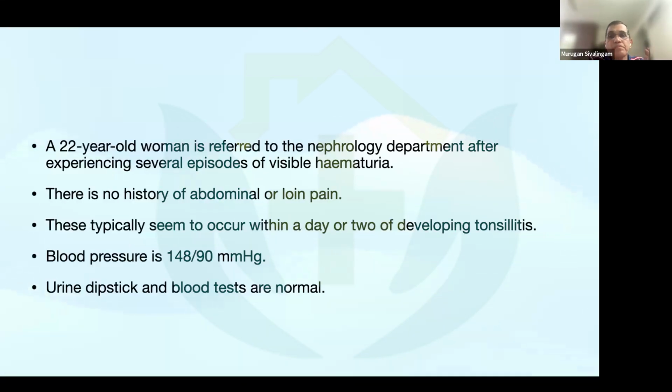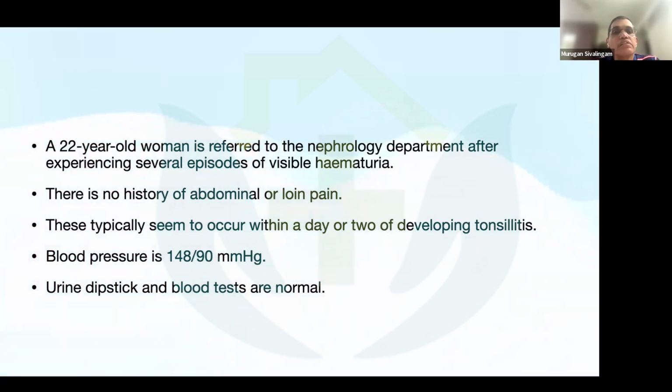Right, next question. A 22-year-old woman is referred to the nephrology department after experiencing several episodes of visible hematuria. She has no history of abdominal pain or loin pain. This typically occurs within 1 or 2 days of developing tonsillitis. Her blood pressure is a little bit high; urine routine and blood tests are all normal. So what is the likely diagnosis?